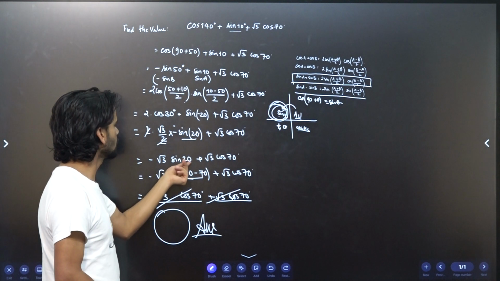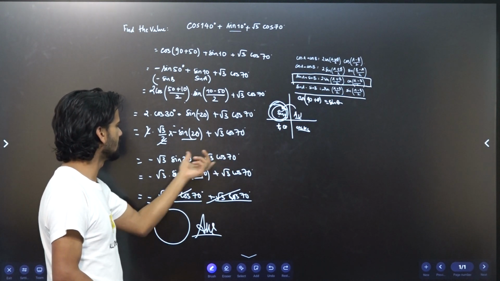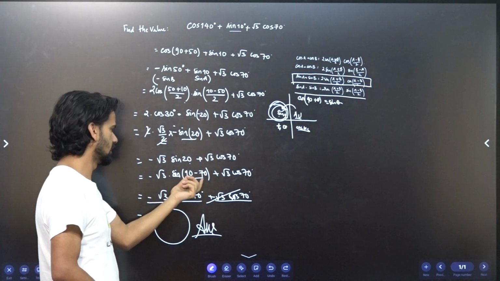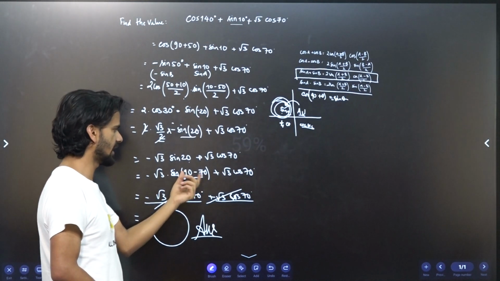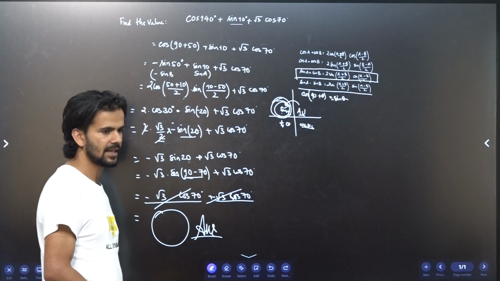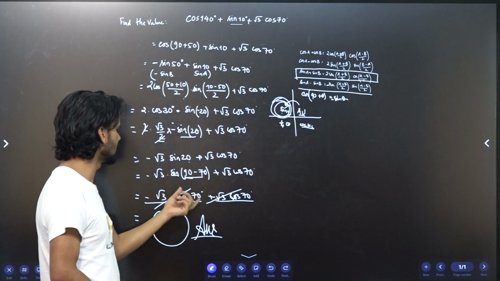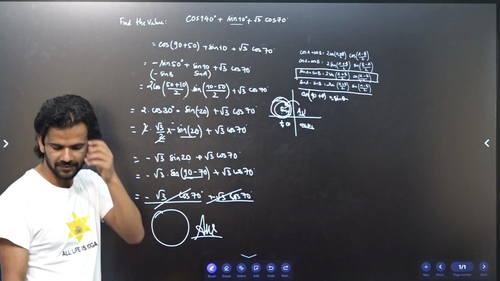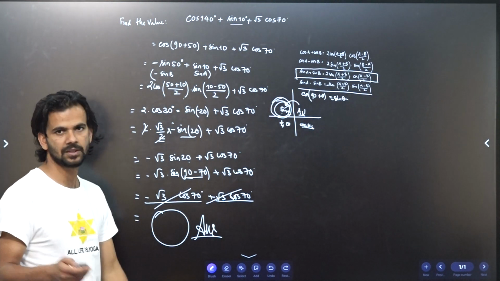Here it's a sum, it changes into a product. And then finally you come to the relation between 20 and 70. You should be able to see how 20 can be converted into 70 using this relation: 90 minus 70 is 20. And you know what sine (90 minus 70) is. So that gives you the answer. So that's how you solve this.